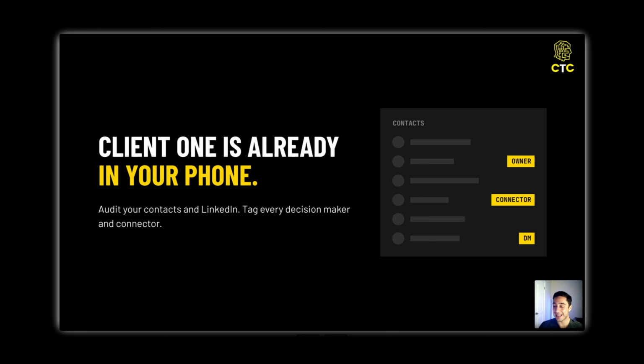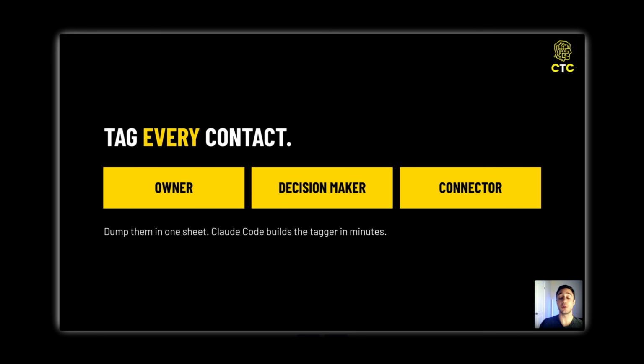Client one is most likely already in your phone. They are most likely in your contact list, or at least their LinkedIn connection. What you should do actually is tag every single decision maker that is available in your contacts and in your LinkedIn, and tag every single connector. A connector is somebody who can connect you to a decision maker. Just to understand what each one is, the way you want to go about it is you want to tag every single contact: the owner, the decision maker, or the connector. Sometimes the owner will be the decision maker. Other times the decision maker could be maybe the wife of the owner, or the business partner of the owner. But you want to dump them all in one sheet.